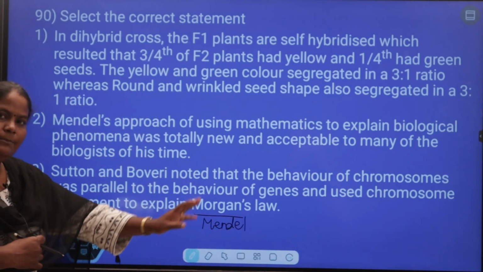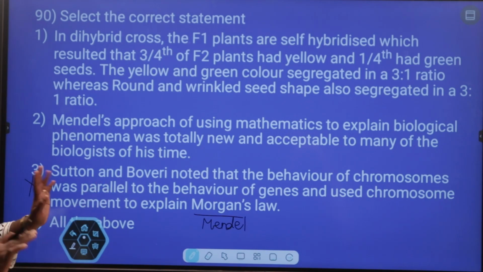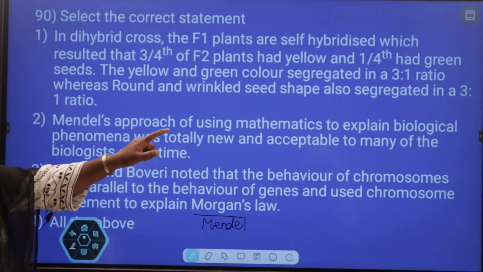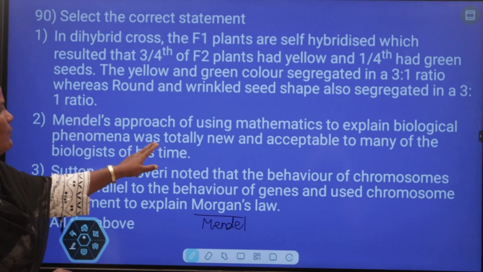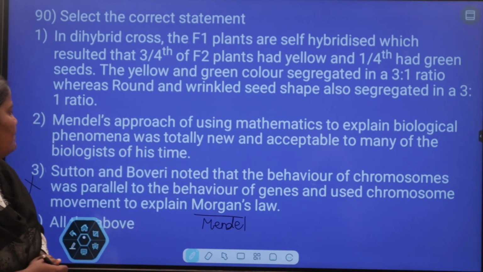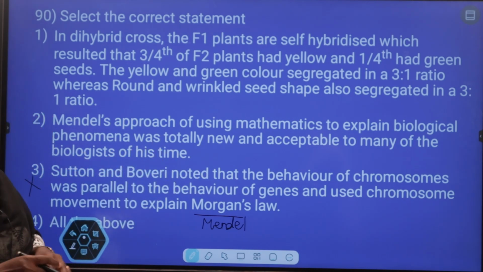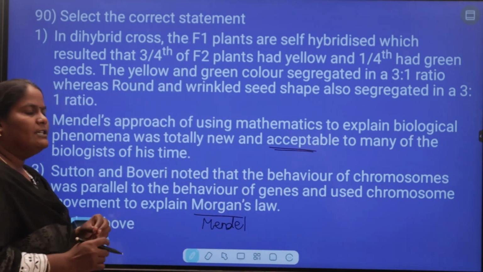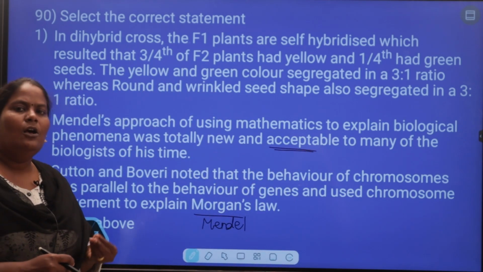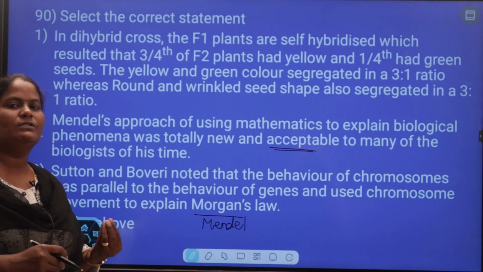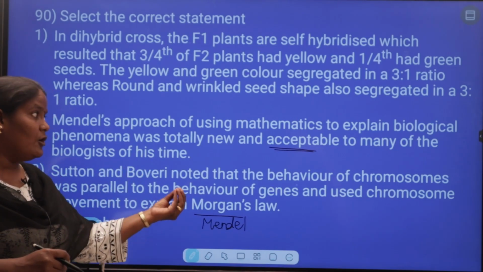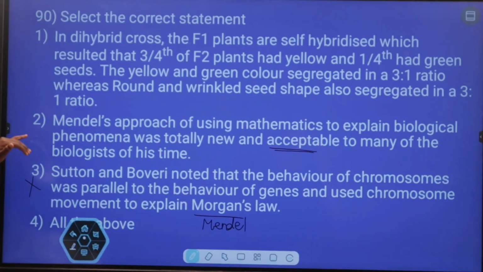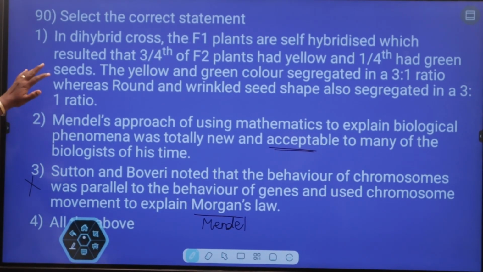Apart from this, all the remaining concepts given in this statement are right. Second statement: Mendel's approach of using mathematics to explain biological phenomena was totally new and acceptable to many of the biologists of his time. Actually, it's a wrong statement. It was not acceptable. The utilization of mathematics in biological concepts was not accepted in those days. So the third and second statements are wrong. Let's move on to the first statement.